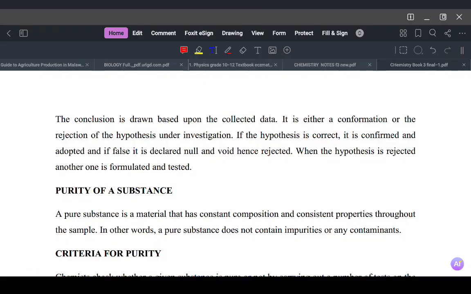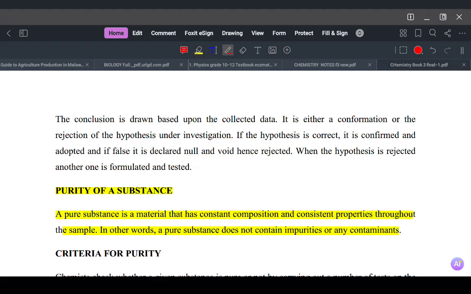Welcome to a subtopic of the topic scientific investigation, which is the first topic of Form 3 chemistry, purity of a substance. All right, how can you determine if a substance is pure or is not pure? All right, so it would help us to define purity of a substance. A pure substance is a material that has constant composition and consistent properties throughout the sample. In other words, a pure substance does not contain impurities or any other contaminants.